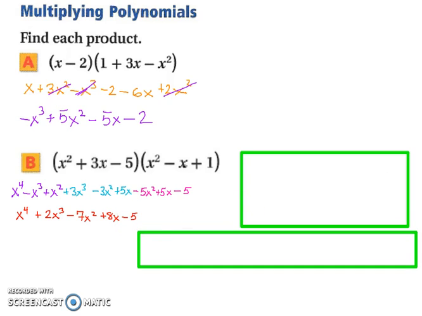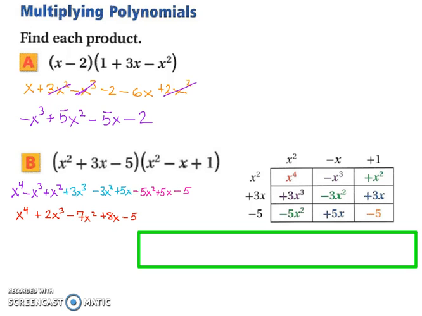If you're having trouble, you can try making this into a table. For example, take one of your trinomials and place it on the top, and the other trinomial and place it on the bottom. Make sure you keep the sign that goes with each number. So it's a positive 3x and a minus 5, and a negative x or minus x and a positive 1. And then you can multiply each. So you'll have your x squared times your x squared, then your x squared times your 3x, and then your x squared times your negative 5.